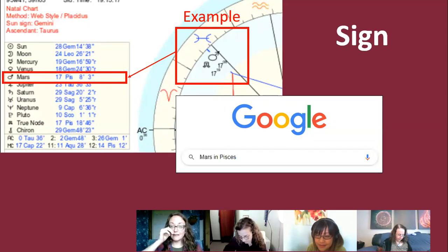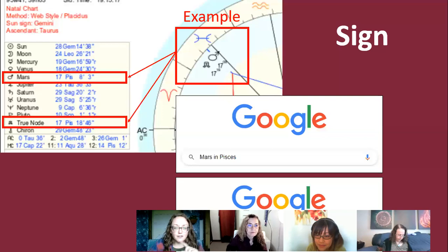You know, my Mars is in Pisces. So that's the story that I found when I started Googling Mars in Pisces. The other icon that's sitting there is the true node, also known as the North Node, and it's also at 17 degrees Pisces. So that's where you would Google true node in Pisces, and that's going to tell its own story.